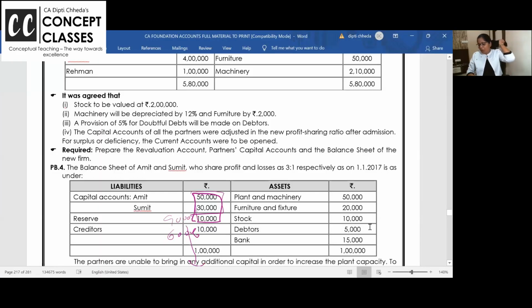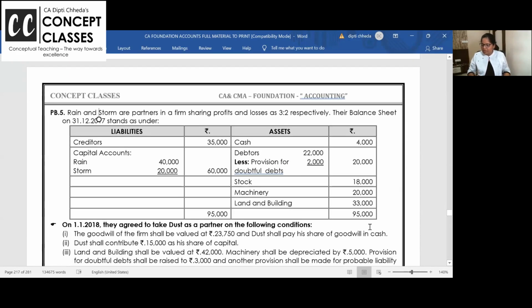Right, let's go to the next problem a little quickly. I can't reduce the problems in this, or finish the portion quickly, these are such good problems. This one is also super.